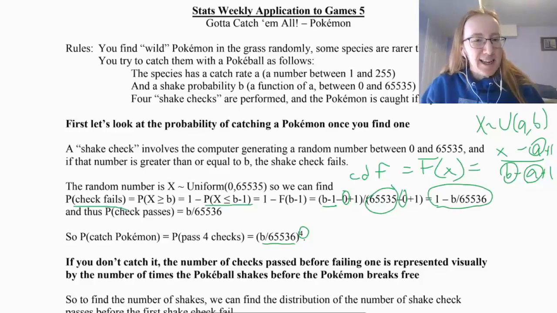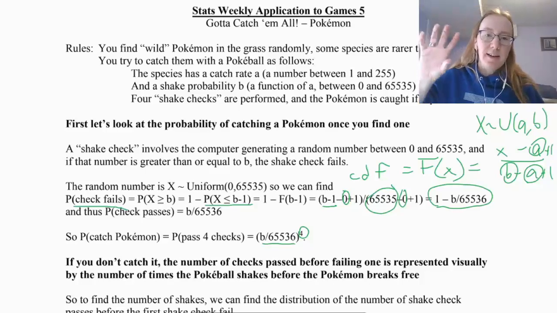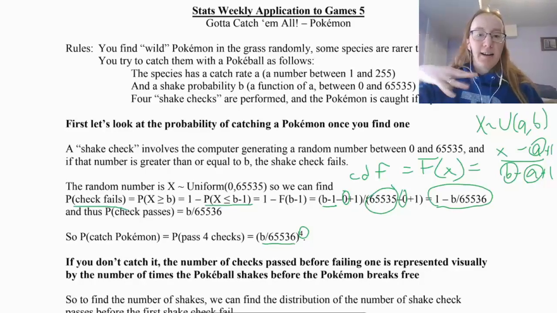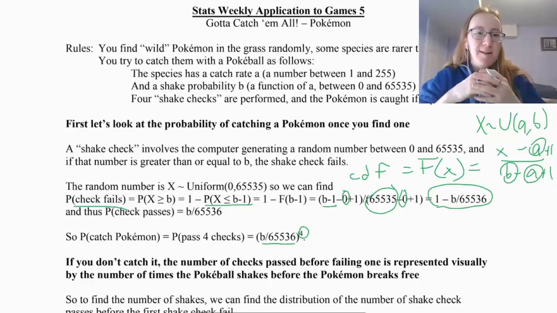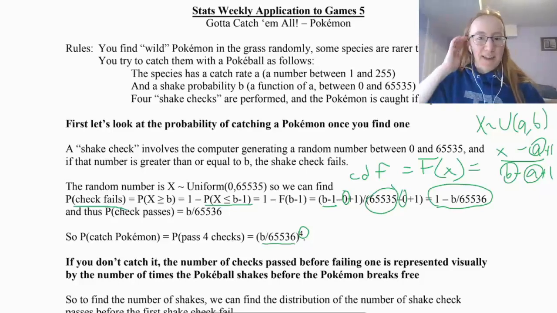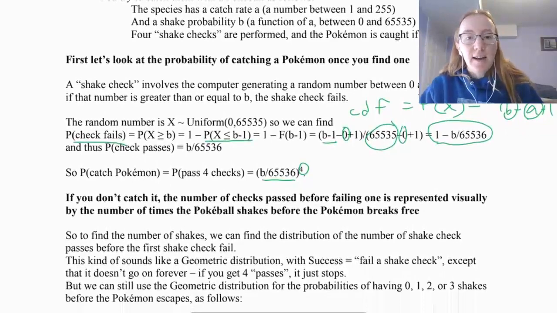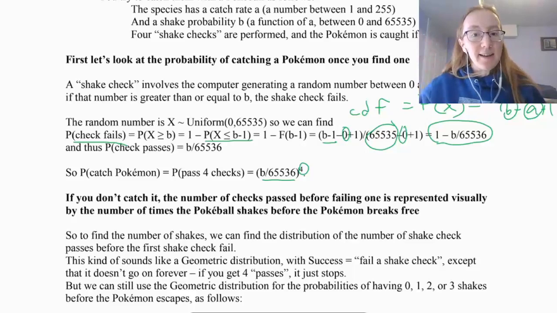But what's interesting is when you actually play Pokemon, the ball will shake a number of times, and it's displayed, represented visually in the game. And if it's going to fail, it basically shakes a few times, and then the Pokemon breaks free of the Pokeball and gets away. So we can actually find that as well. If we want to find the number of shakes, we can just find the distribution of the number of shake checks it passes before the first fail.